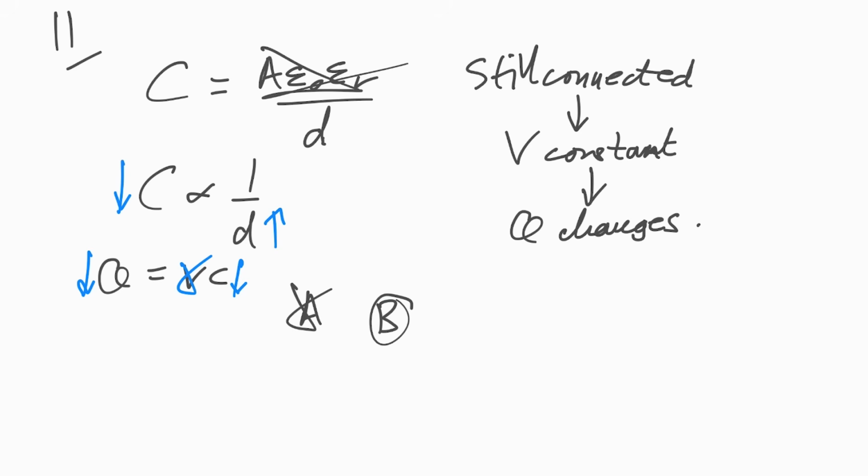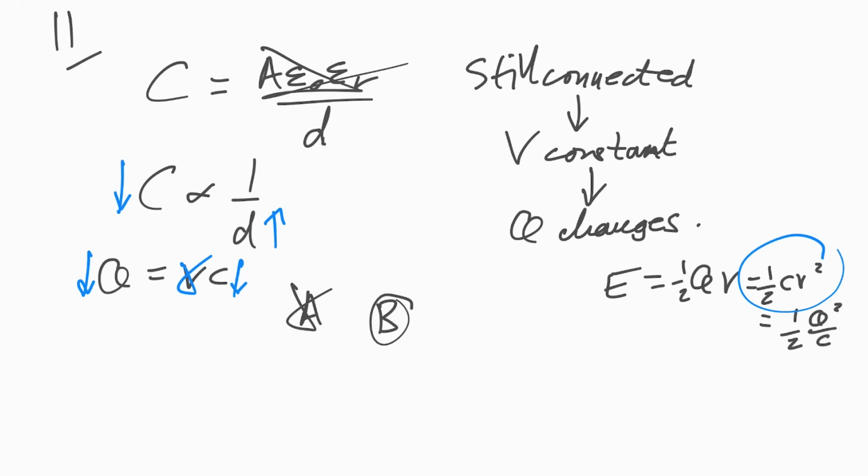Let's check the others. C, an increase in the energy stored. No, it's going to be the opposite because energy is equal to half QV equals half CV squared equals half Q squared over C. Which would we be concerned with in this case? Of course, it would be this one here, because V is staying the same but we want to know what's happening to E when C changes. So if C goes down, then so does the energy. And D, of course, we can see that it's a decrease and not an increase in the capacitance.